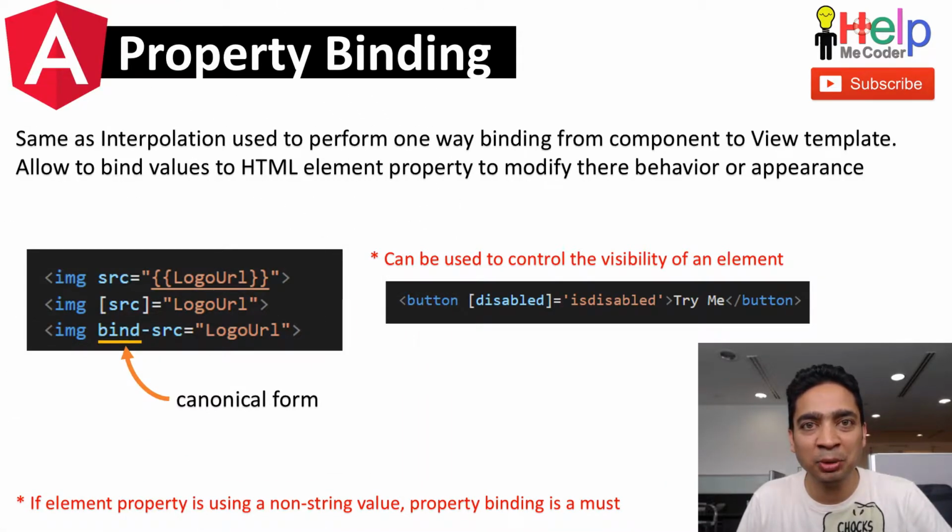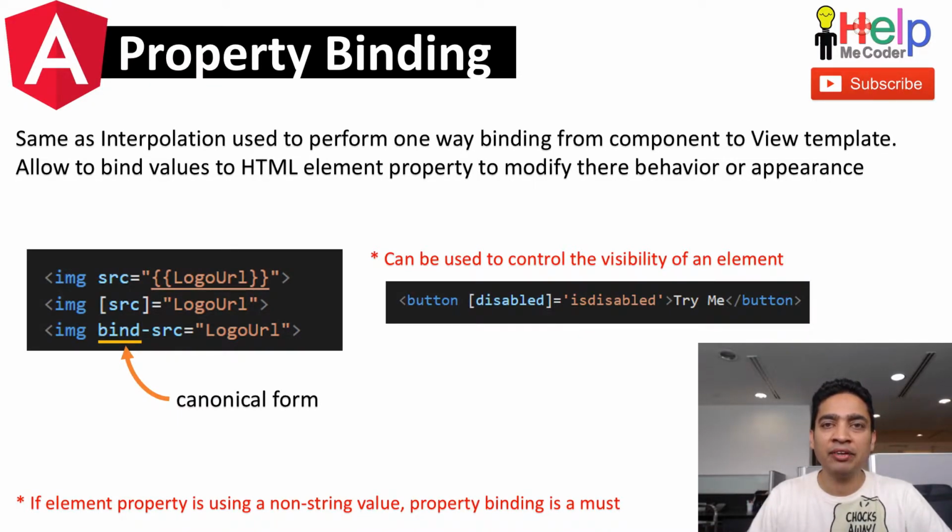Property binding is the same as interpolation, which is used for one-way data binding, basically from the component to the view template. In property binding, we bind to the HTML attribute values, which allows you to modify the behavior and appearance of those HTML elements. Interpolation is easy to use in your code, but for cases where you want to show or hide certain HTML elements, or where a non-string value is coming from the component to the view side, you will prefer property binding over interpolation.